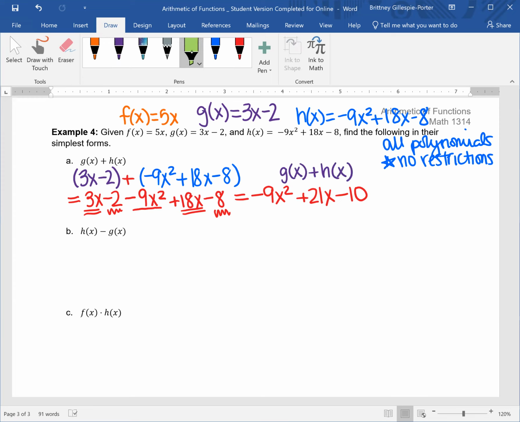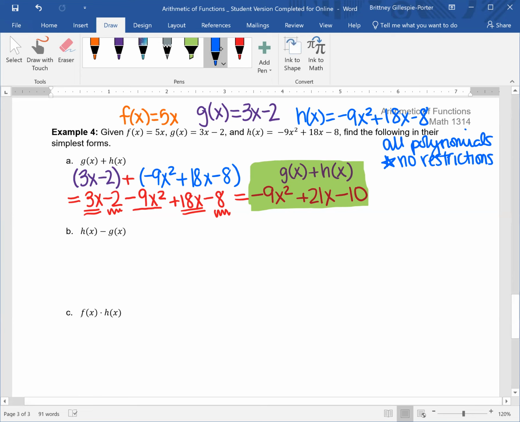They didn't ask us to find the domain, but we could if we really wanted to, because we had no restrictions starting out. And then our answer is a polynomial. We didn't have any denominators in between, which means our domain would be negative infinity and positive infinity, all real numbers.